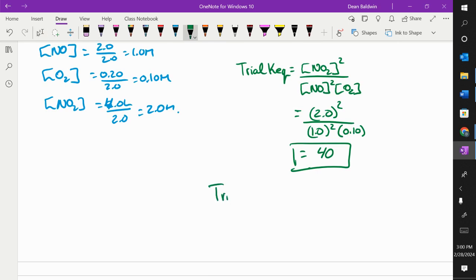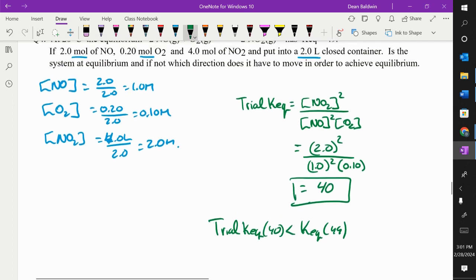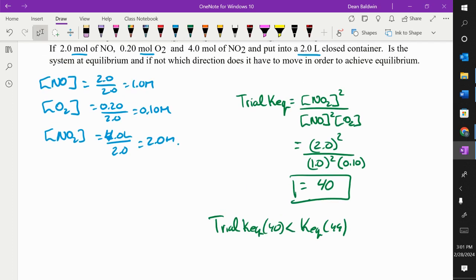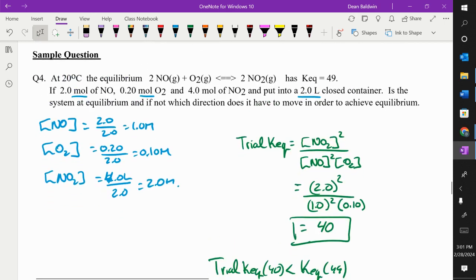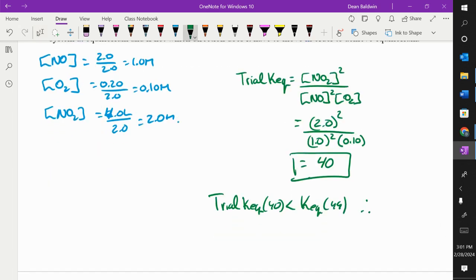So the trial KEQ, which is 40, is less than the actual KEQ, which is 49. So which way does this system have to move to reach equilibrium? To the right. Because we're at 40, we have to increase the amount of NO2 to get it up to 49. So we want to shift the equilibrium to the right to produce more of this. Therefore, it must shift right.